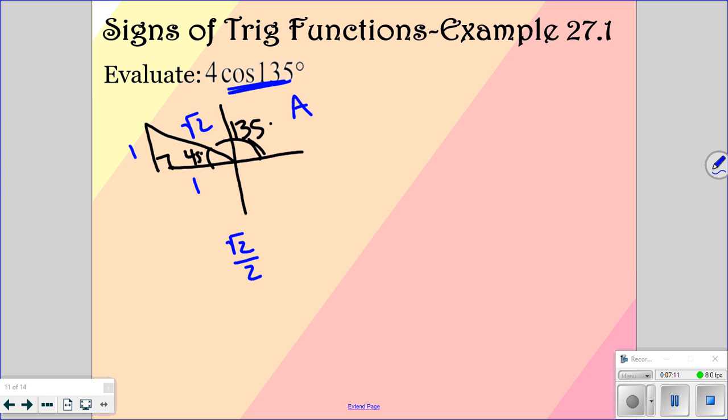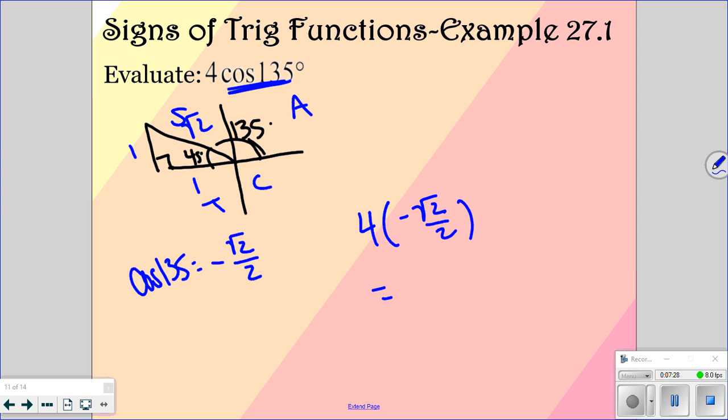Well, from all students take calculus, only sine is positive. So the cosine is negative. So the cosine of 135 is equal to negative square root of 2 over 2. So we have 4 times negative square root of 2 over 2. And if you multiply those, you get negative 2 square roots of 2. So that would be your answer.